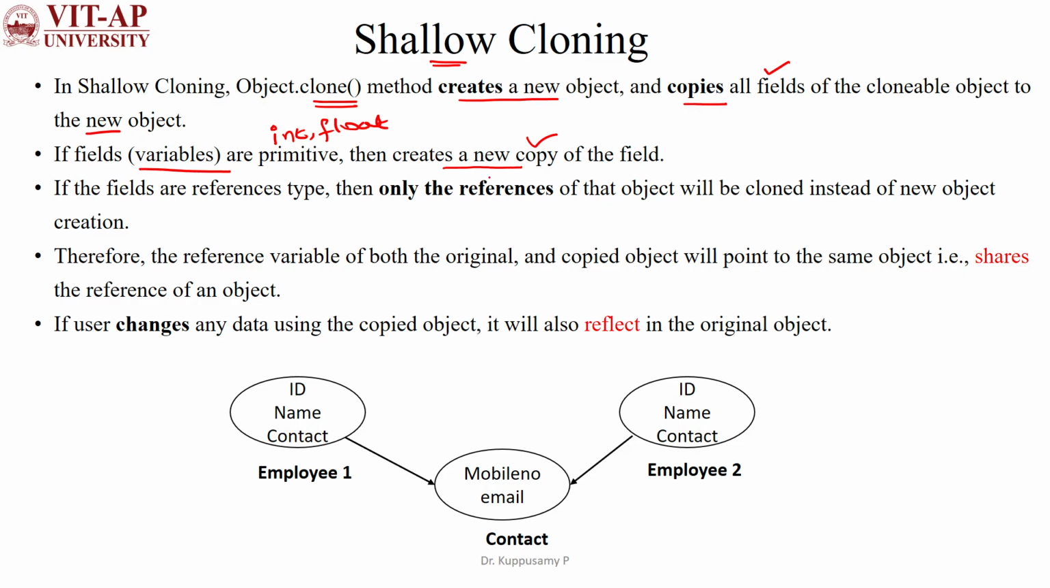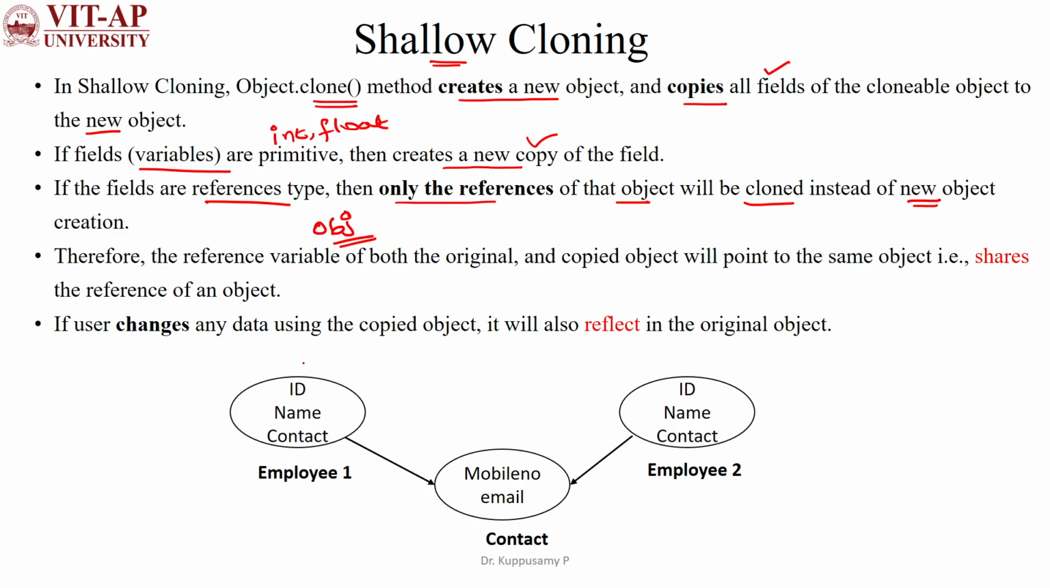copy of those variables. But if you use reference types, like object values which are just referring to the values, then only the references of that object will be cloned instead of creating a new object.